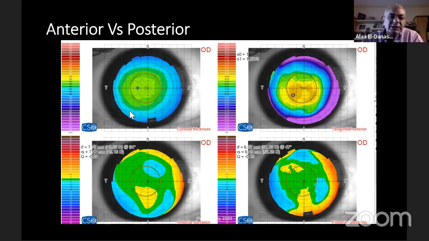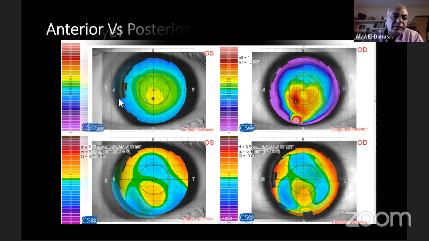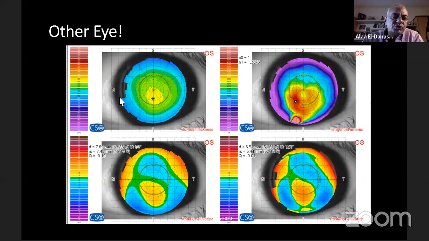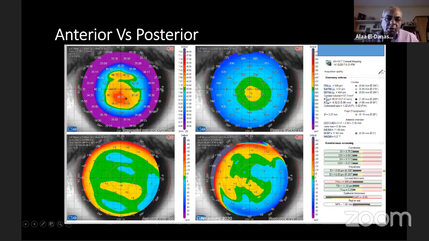Another case where the posterior surface shows a very normal elevation, while the anterior shows early keratoconus. If you are in doubt and you don't believe the anterior surface, look at the other eye of the same patient. This is a definite keratoconus. So I showed you now two examples where the keratoconus can be detected first on the anterior surface as opposed to the posterior surface. On the posterior surface, absolutely nothing.